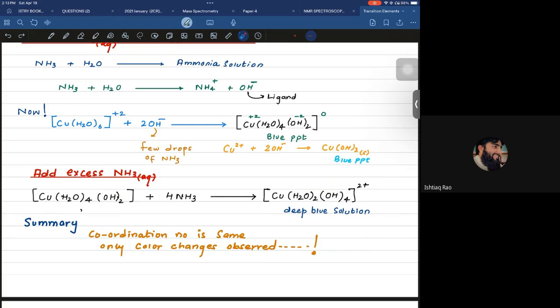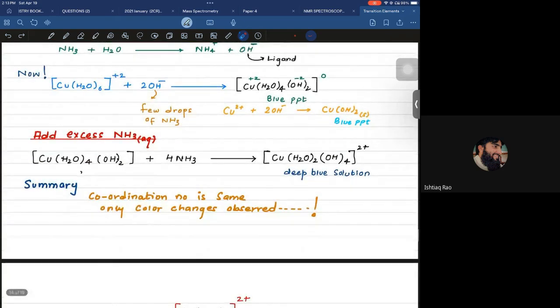Or you can see the charge. There is no charge on this complex. But if you see this complex, it's copper plus 2 and OH minus. 4 OH minus means minus 4. So plus 2 and minus 4 would be minus 2. Okay.